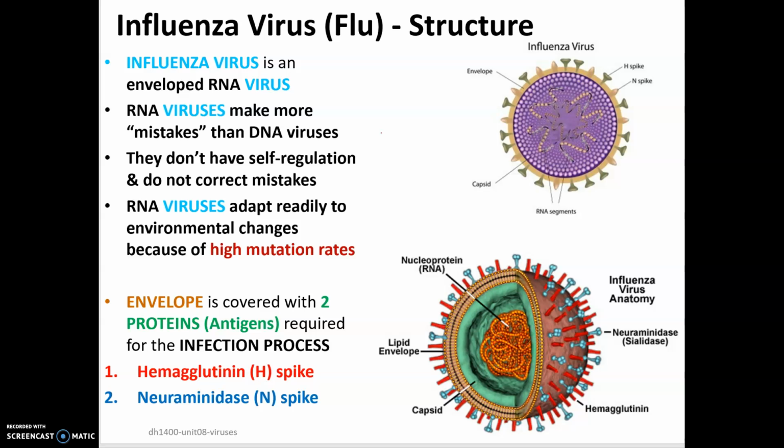On the surface of those envelope, we have two proteins. Now these proteins are antigenic, or we can call them antigens. And what an antigen does is it will elicit an immune response, or it will cause your body to have an immune response. So the two proteins we're talking about are hemagglutinin, which is what we often call the H spike, and another protein called neuraminidase, which is what we call the N spike.